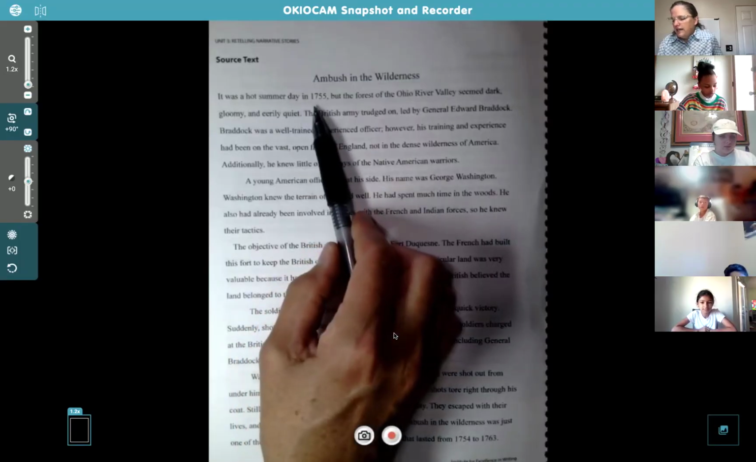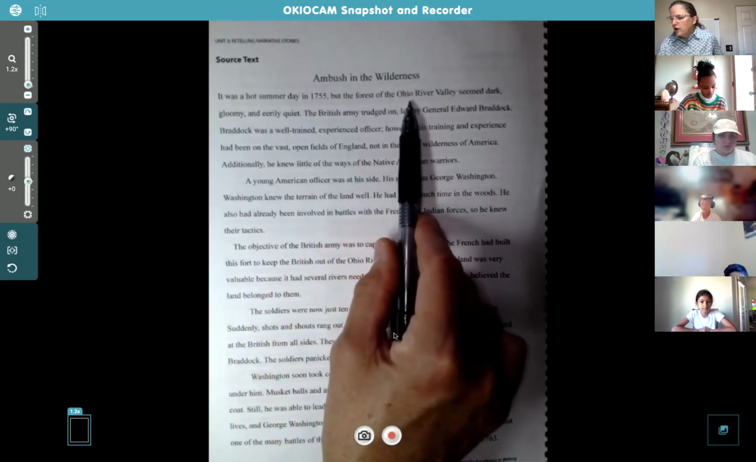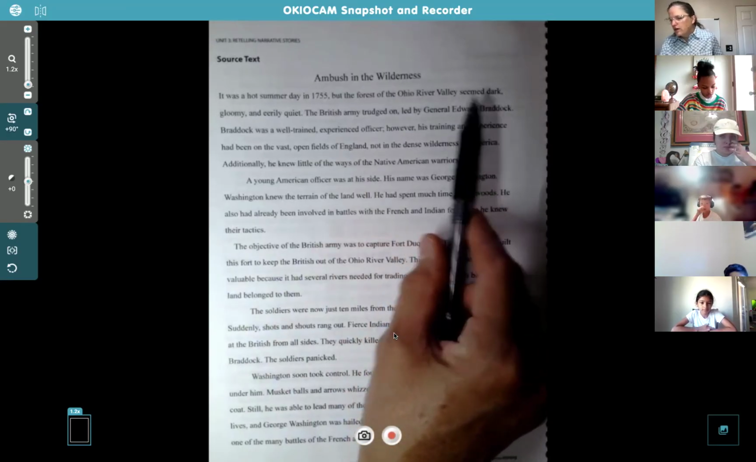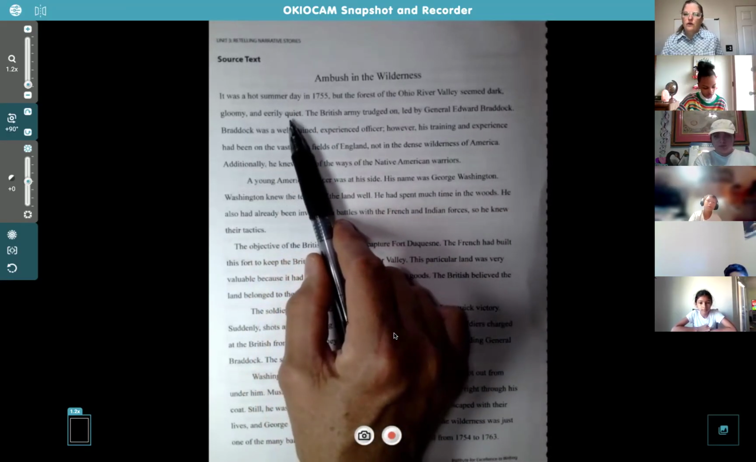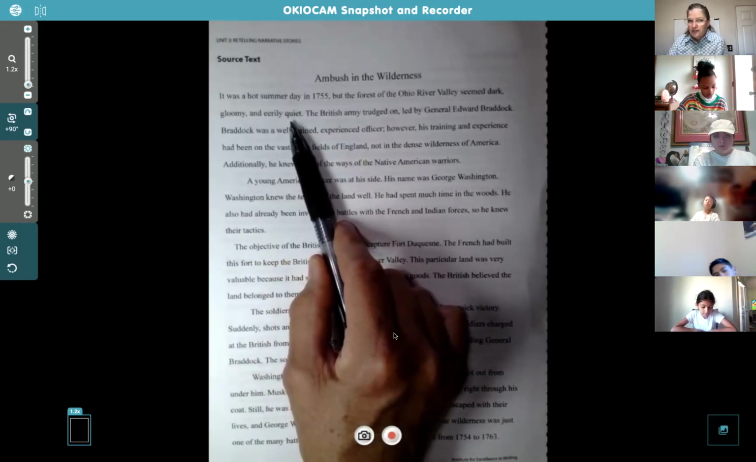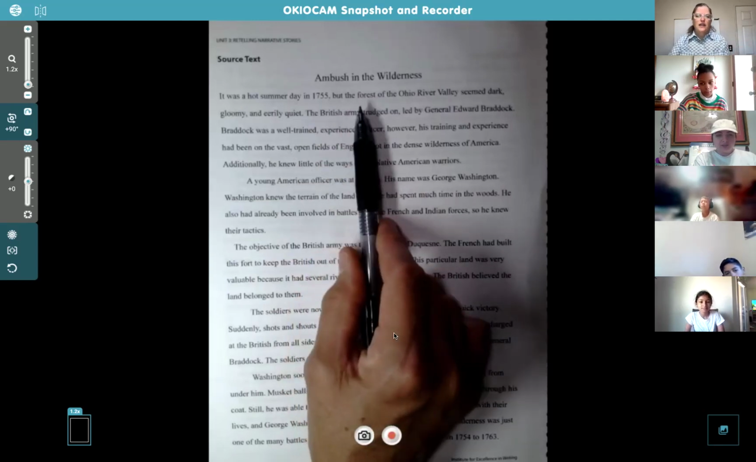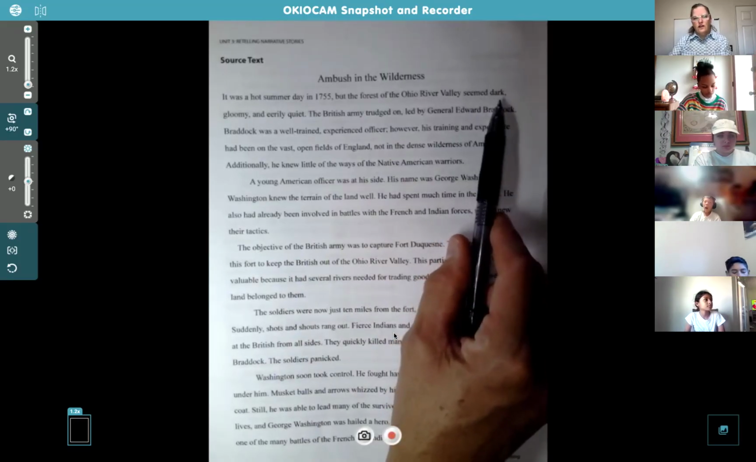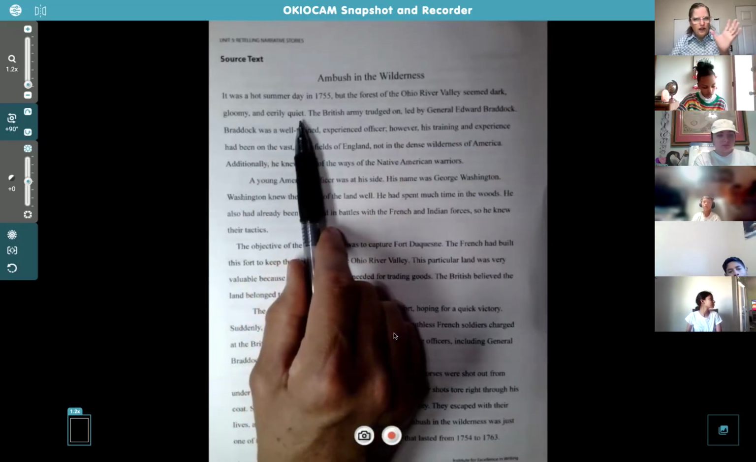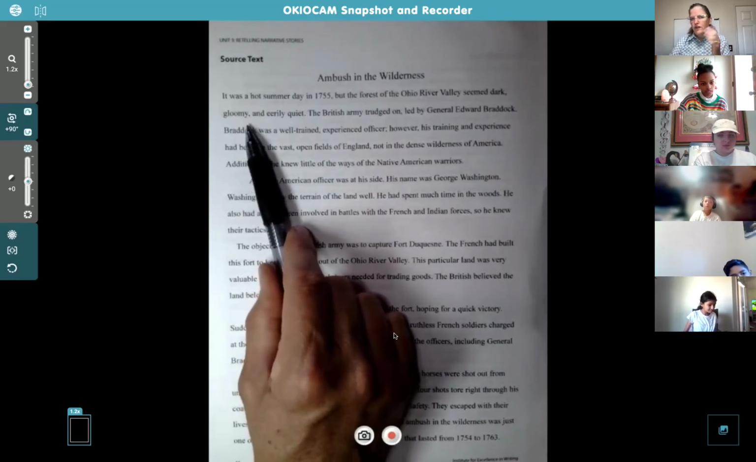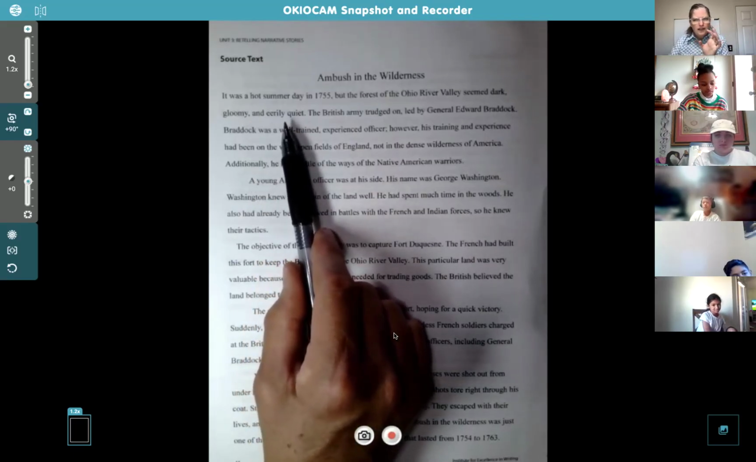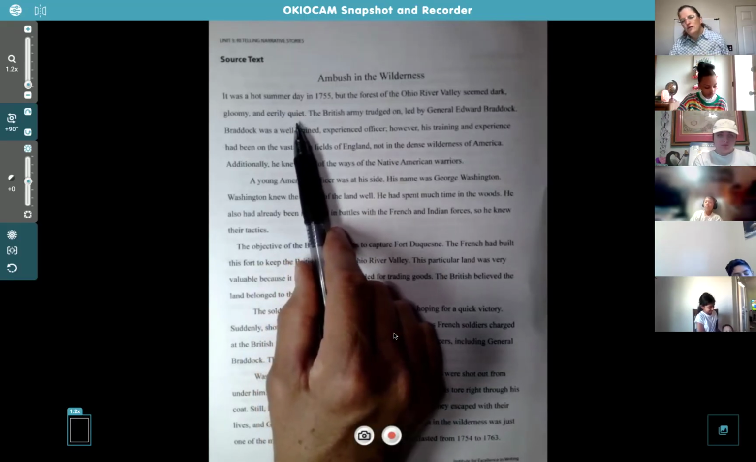This is called Ambush in the Wilderness. It was a hot summer day in 1755, but the forest of the Ohio River Valley seemed dark, gloomy, and eerily quiet. I'm going to pause there just for a second because I want you to notice they are setting the scene. That is a skill that we're going to talk about this week too. How that suddenly gave you a visual, right? They didn't just say on a hot summer day, blah, blah, blah. They went into dark, gloomy, eerily quiet. So you're kind of visualizing now. Maybe it's overcast, gloomy, maybe it's foggy and eerie. That means it's like creepy almost. Okay. That gives you a visual.